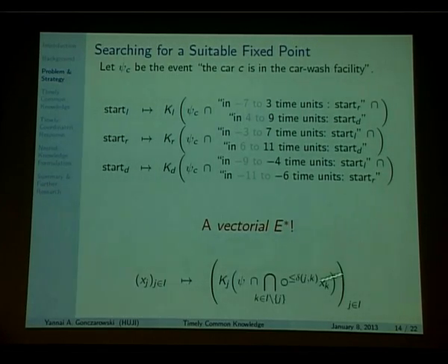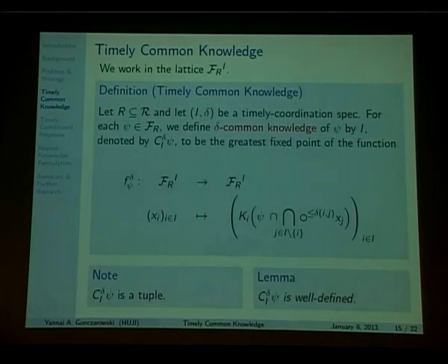So actually our function will look like this. We're searching for the greatest fixed point of the function from, in the car wash example, a triple XL, XR, and XD. XL, for example, is mapped to L knows that psi, and within at most the relevant time constraint XL, and within the relevant time constraint XD. So it looks very complicated, but this is basically this. It's the same function. So, definition.